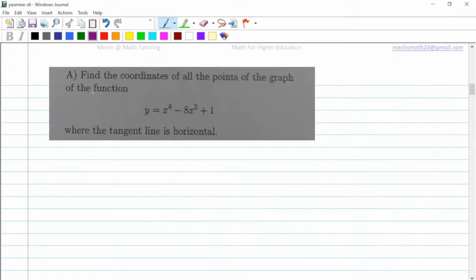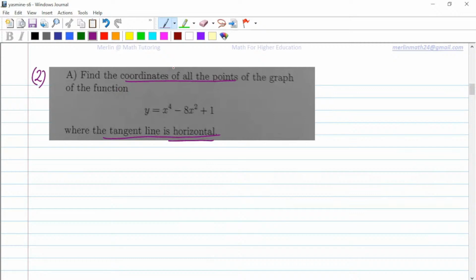Okay, now there's some given, and they say find the coordinates of the points. So the tangent line is horizontal. What question is this? Number 2.